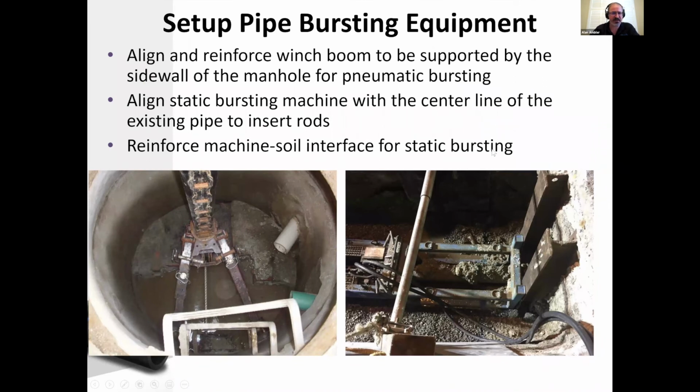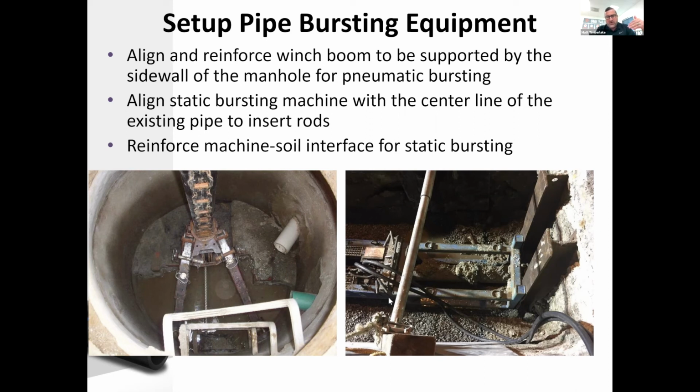Matt, you want to look at setup of the pipe bursting equipment as well for static and alignment here? Yep, so the picture on the left would be a typical pneumatic manhole exit scenario. So that shows the cable strung through the existing pipe, which is just down inside of those ladders. Now, it is important to get the alignment. We try to get that aligned so we're using the sidewall of the manhole, but we also need to take into consideration the condition of the manhole.